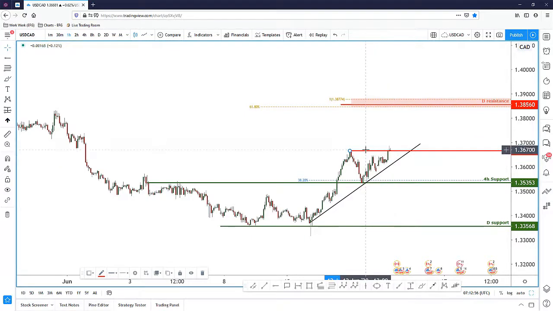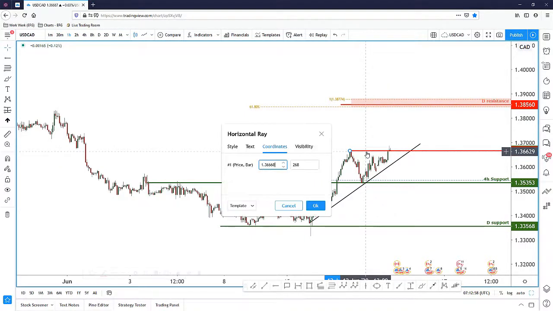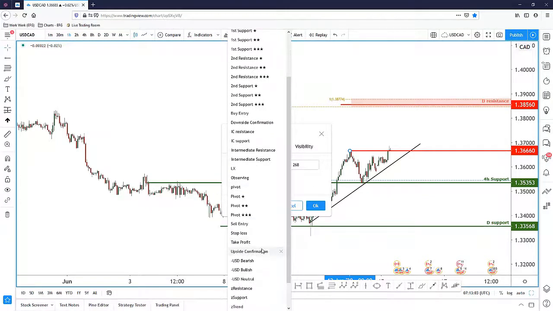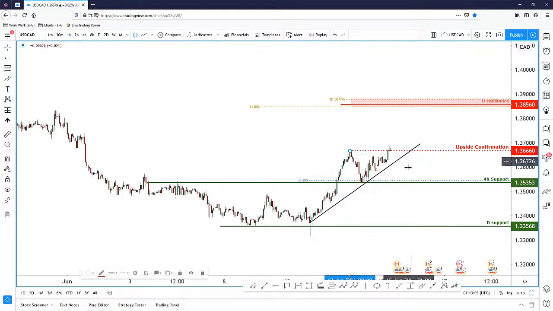So I'll use this level as an upside confirmation. What this means is that once price goes above and closes above this level, that will be my chance to go long with my take profit at the daily resistance. This is how I'll play it. I'll wait for price to show a clear sign that it has broken above by making a strong candle above and a close above, and I will have a buy order there.